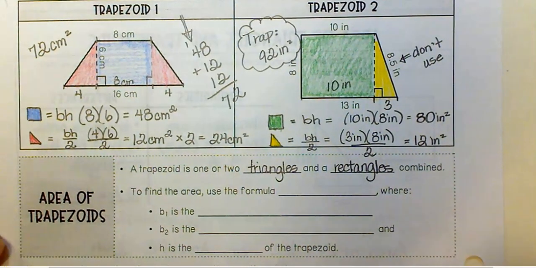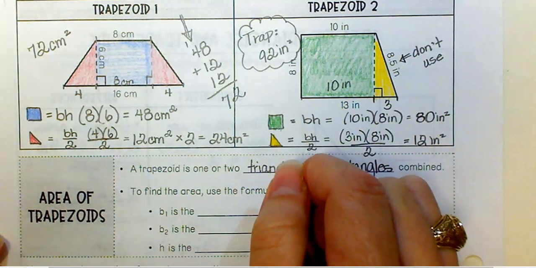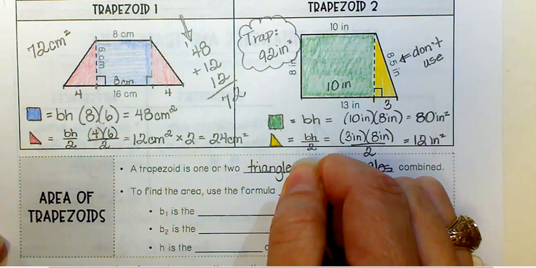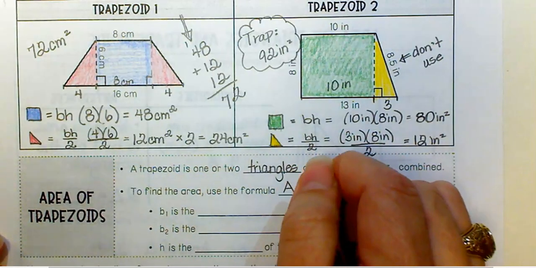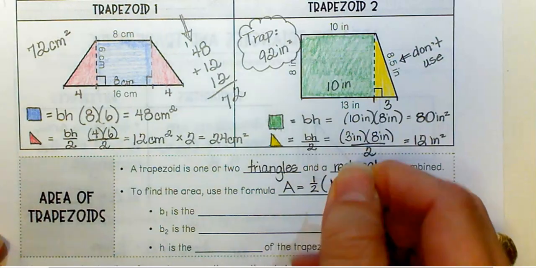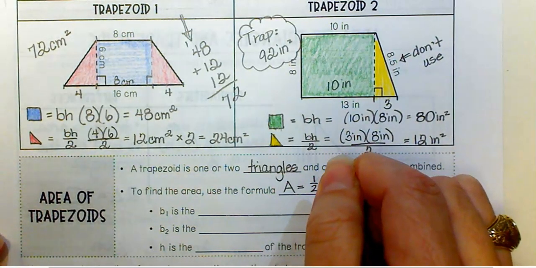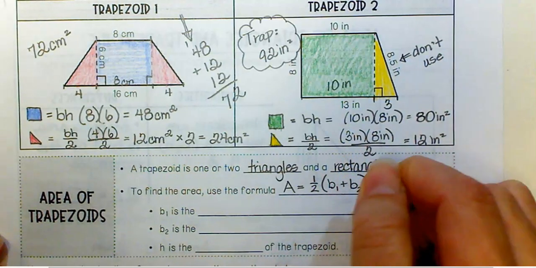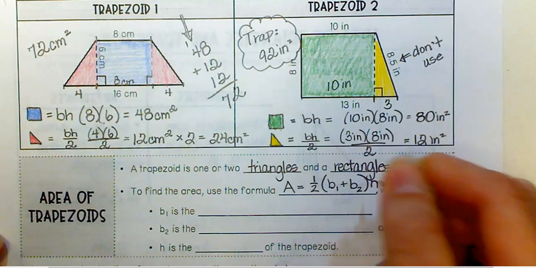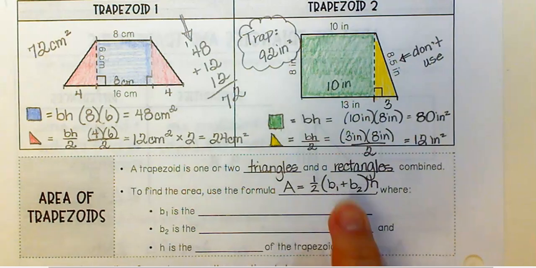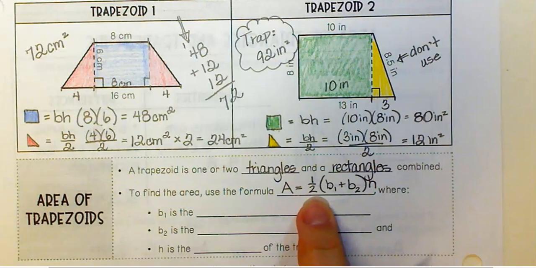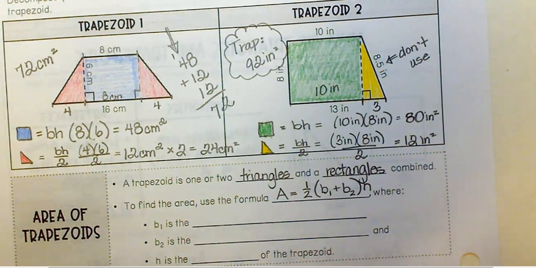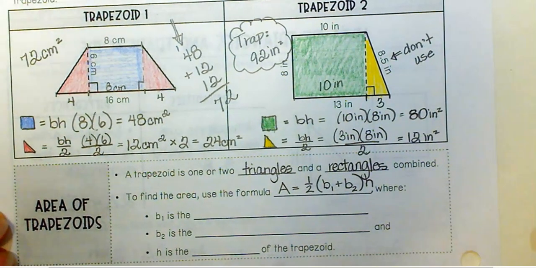All right, and instead of us always finding the area of the triangles and rectangles separately, we can use the area of a trapezoid, which is going to be 1/2 first base plus second base, like the bottom base and the top base added together, times the height, and then times 1/2. Okay, base 1 plus base 2 times height, and then divided by 2 or times 1/2. Okay, so B1 is the length of the first base, B2 is the length of the second base, and H is the height of the trapezoid.